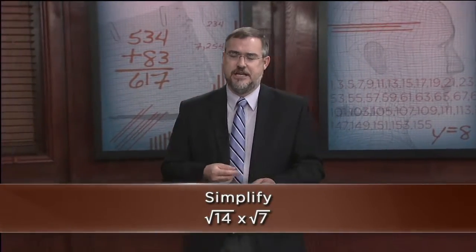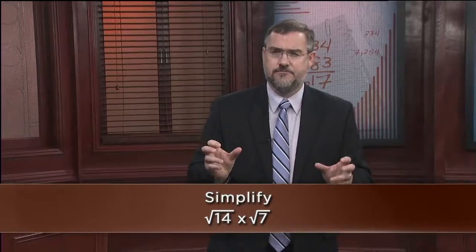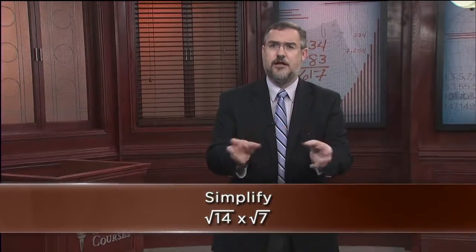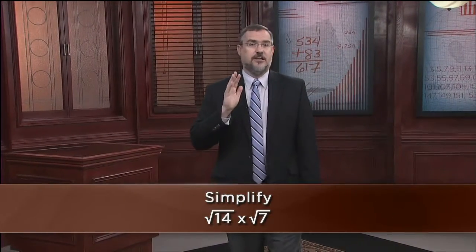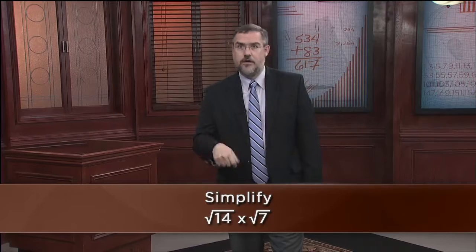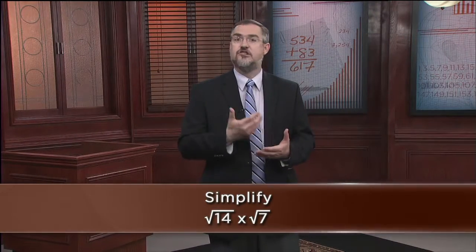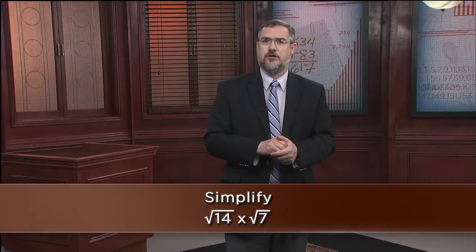I'd like to simplify square root of 14 times the square root of 7. So notice here that I've started the problem with two separate square roots already being multiplied together. Now, you might start by saying, look, is 14 a perfect square? No. Is 7 a perfect square? No. Okay, so we have to do something else other than simplifying those individual square roots.